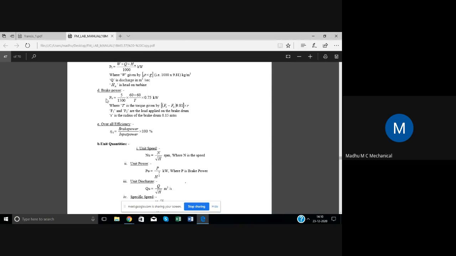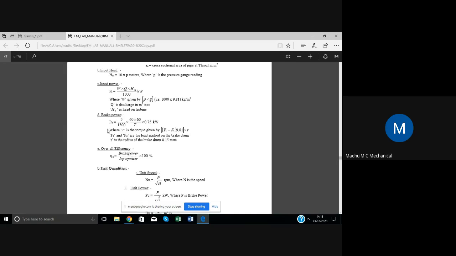Observing the brake power formula, everything is constant. Only this capital T is changing. So note down that one. And you can write down input power and brake power and calculate. Brake power, output power, you can get this value. Input power, you can get this value. Output by input is efficiency.